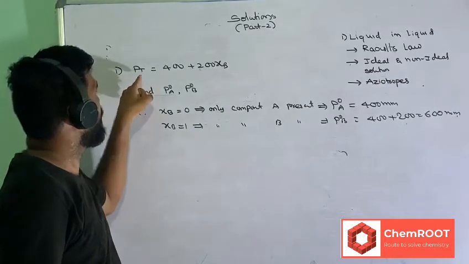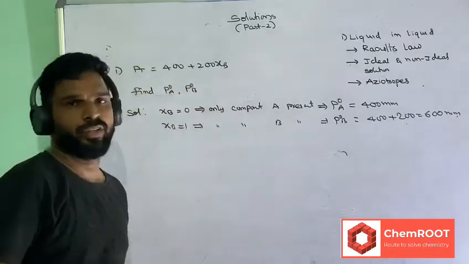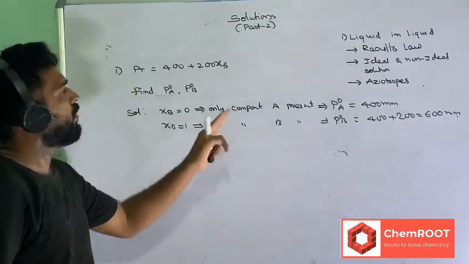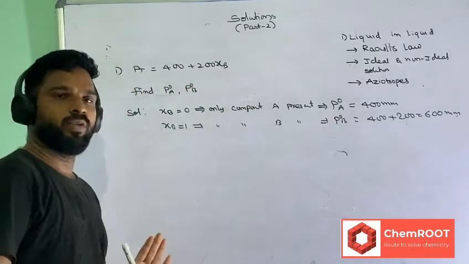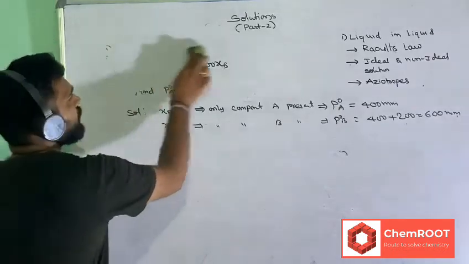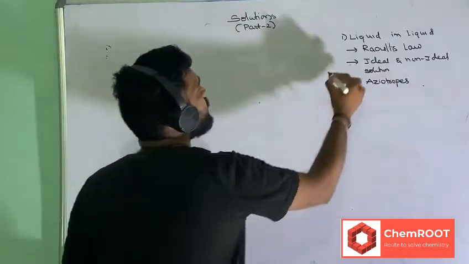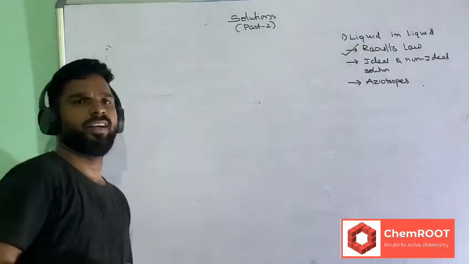We know that, and by using that we are finding pure vapor pressures. Okay, these two models will be related to which one? Raoult's law. Pure solutions are given. Okay, and next we are going to the concept of ideal and non-ideal solutions.